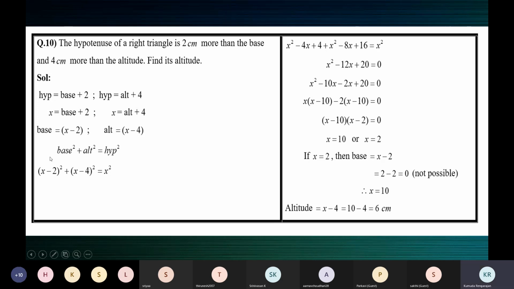Now equation. Base square plus altitude square is equal to hypotenuse square. Pythagoras theorem, children. Pythagoras theorem. Base square plus altitude square is equal to hypotenuse square.